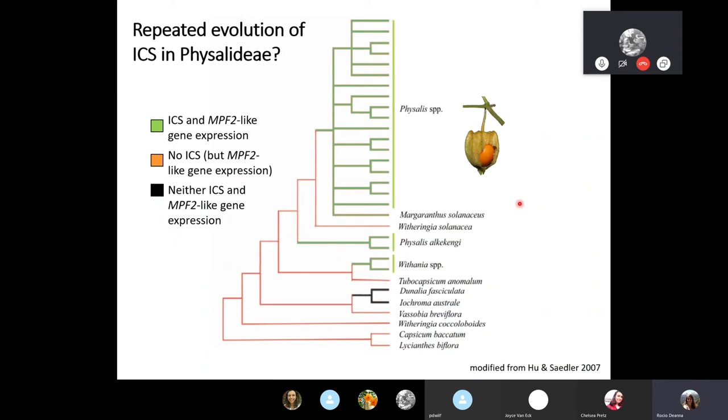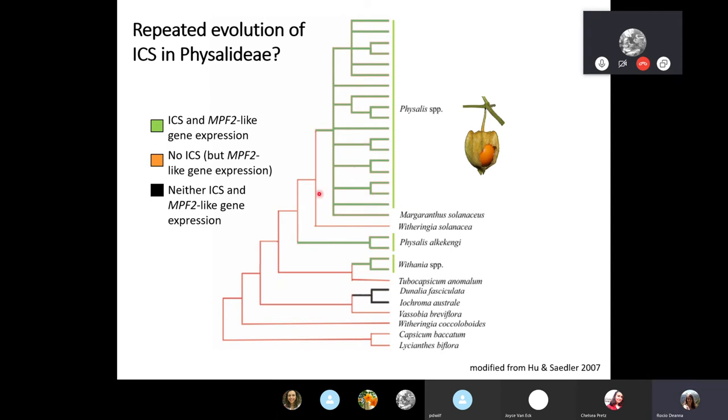So in this research that we are seeing here, they included just a few genera of the Physalideae tribe, and you can see this big polytomy within Physalideae. In this tree, the black branches denote species that don't express the MPF2-like gene, and neither have an inflated calyx, like Dunalia and Neochroma. On the other hand, the branches that lead into species that express the MPF2 gene in the calyx are shown in orange and in green.